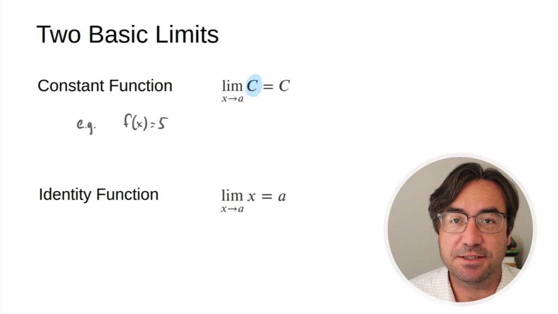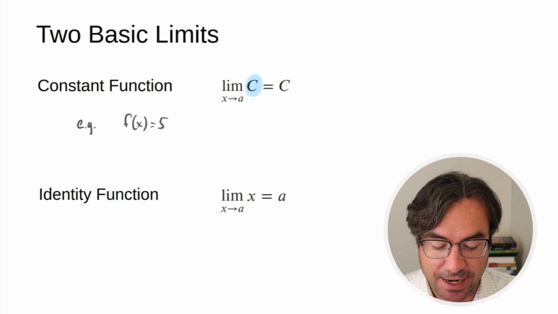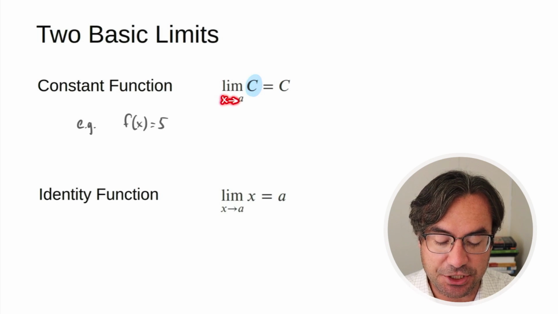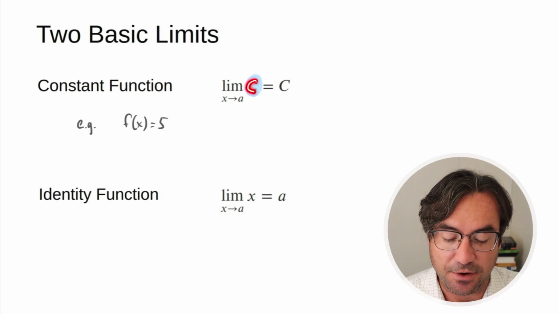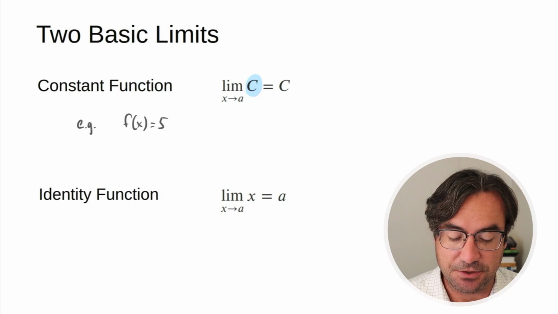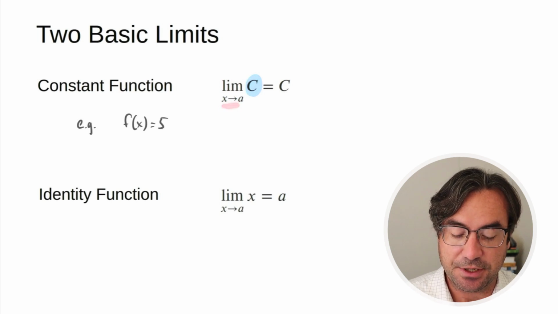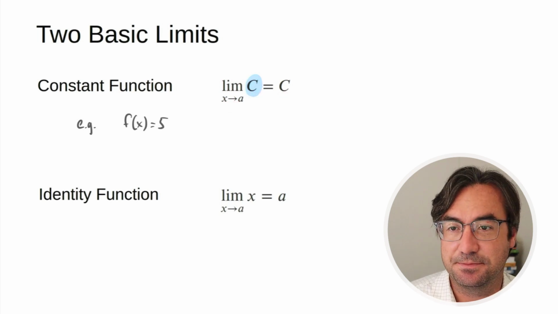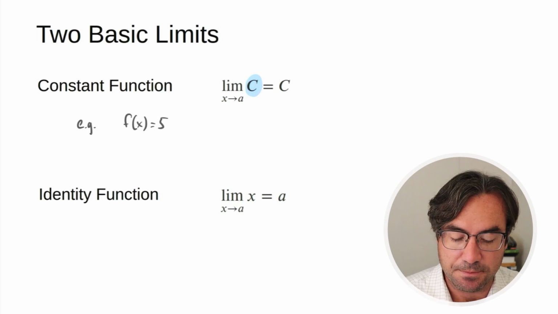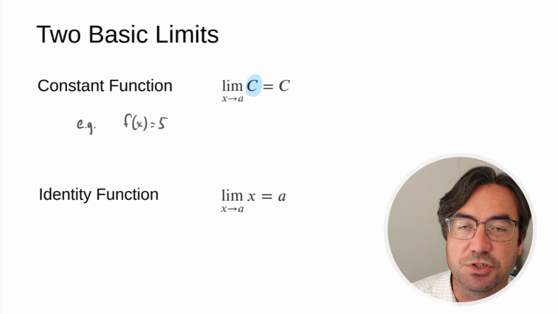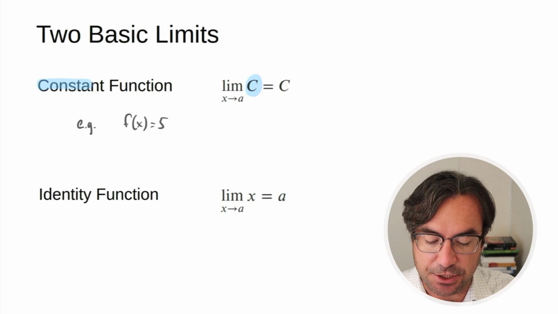And the nice thing about constant functions is they stay constant, so they don't change. As our input x changes and gets closer to whatever number a is, the output of our function is just going to stay constant c. So as our input changes, the output just stays constant. Whenever we're calculating the limit of just a number, the limit is just going to be the number. So that's our constant function.